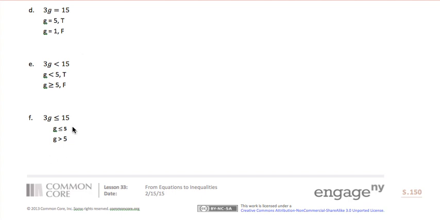And in our last problem, if g is less than or equal to 5, the statement will be true. And if g is greater than 5, the statement will be false.